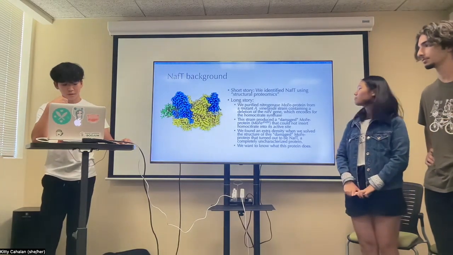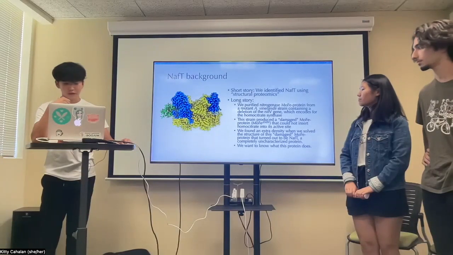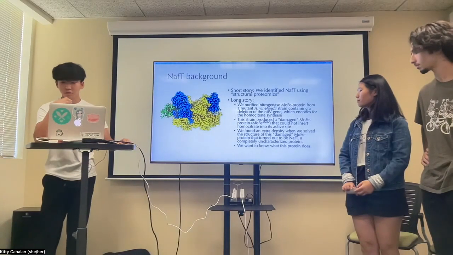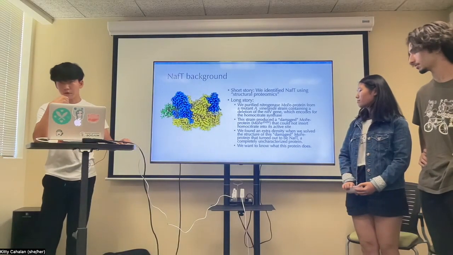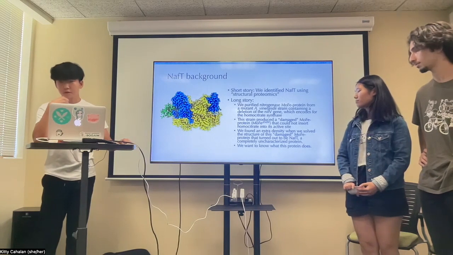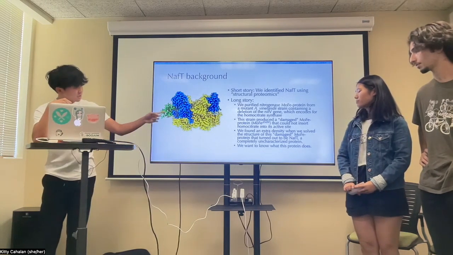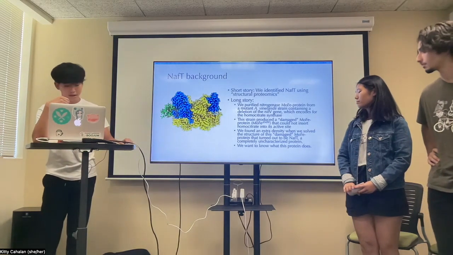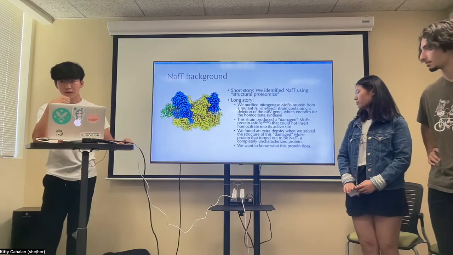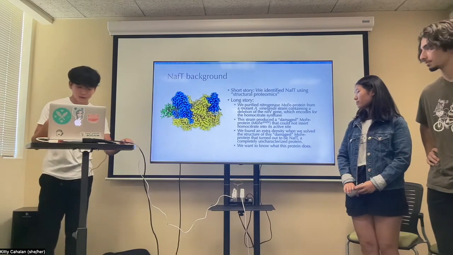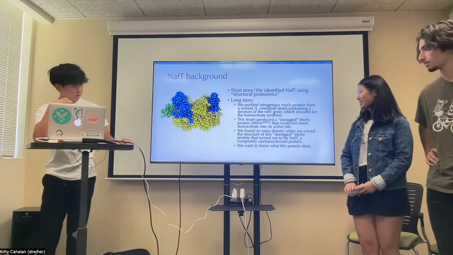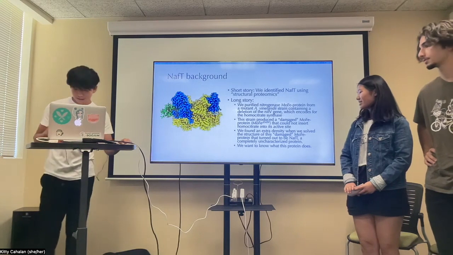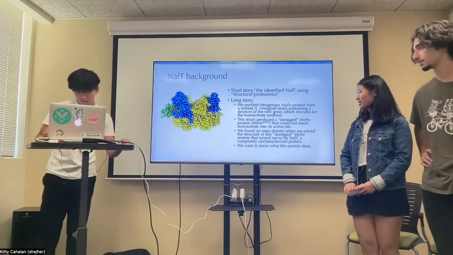We ended up calling this protein the MoFe-nifV. During our structural proteomics analysis of MoFe-nifV, we discovered an additional density in the structure, which is this green part right here. This uncharacterized protein is known as the nitrogenase associated factor T, or NAFT for short. We were curious what this protein does. That was basically our research.